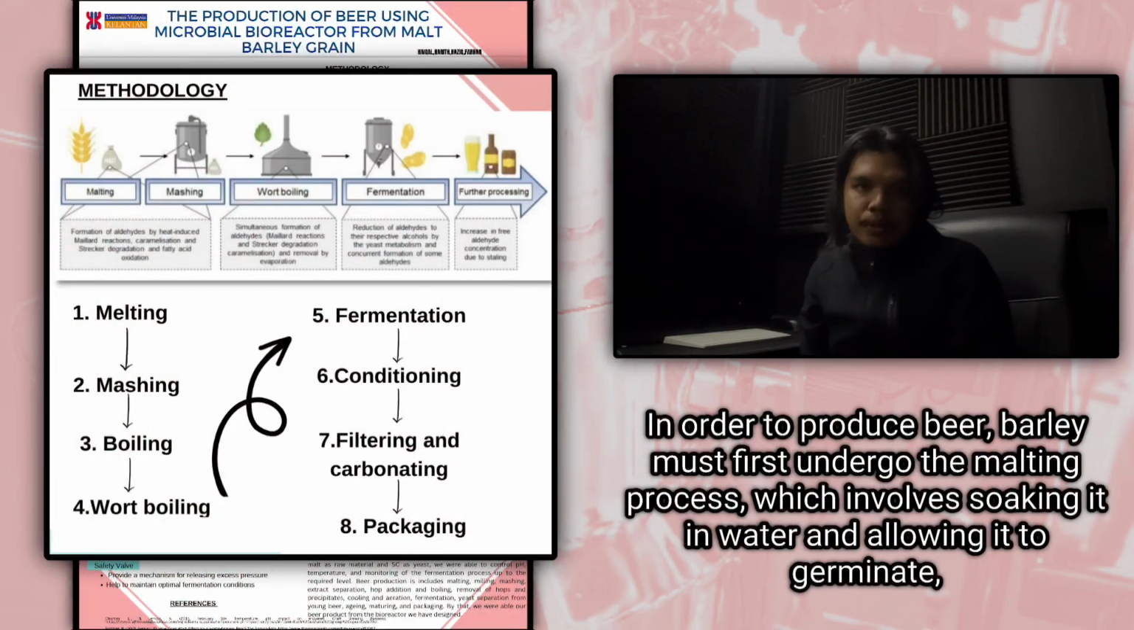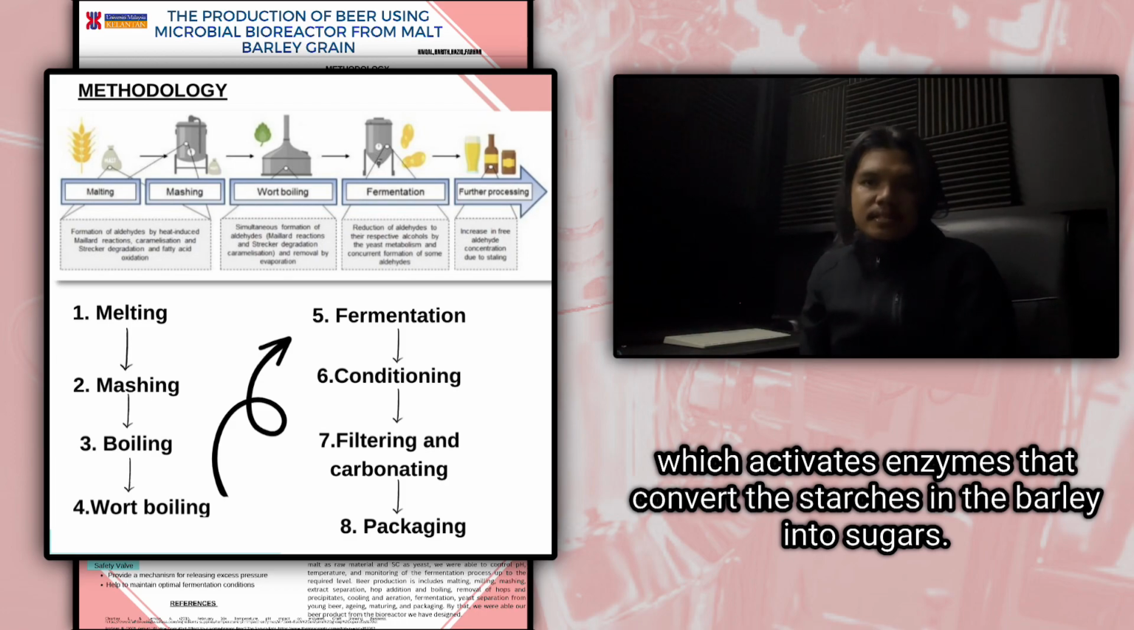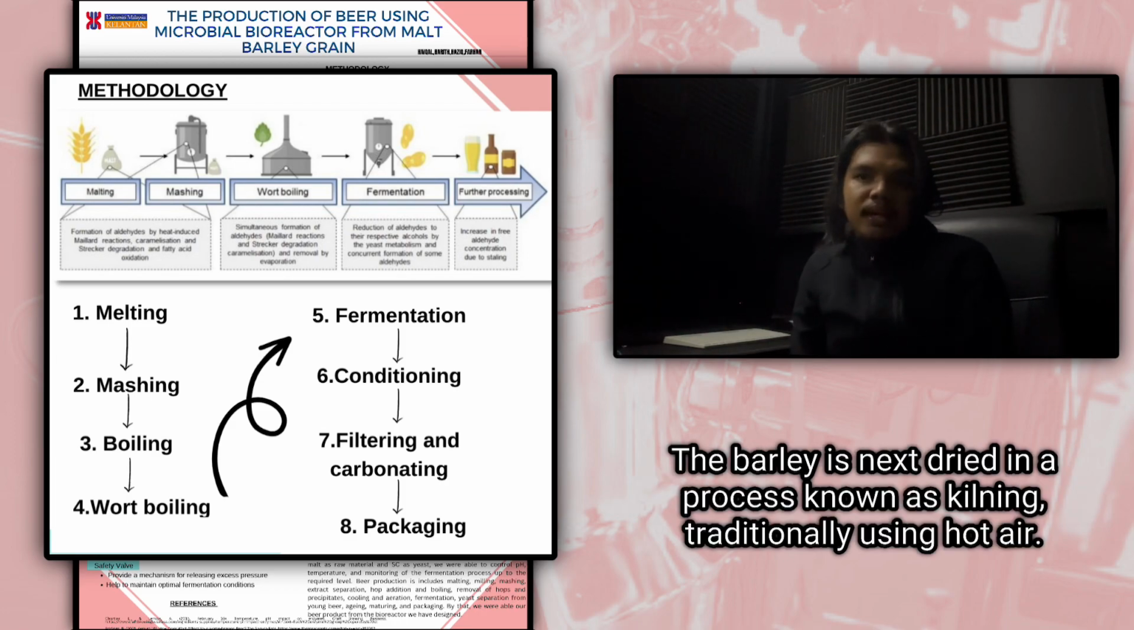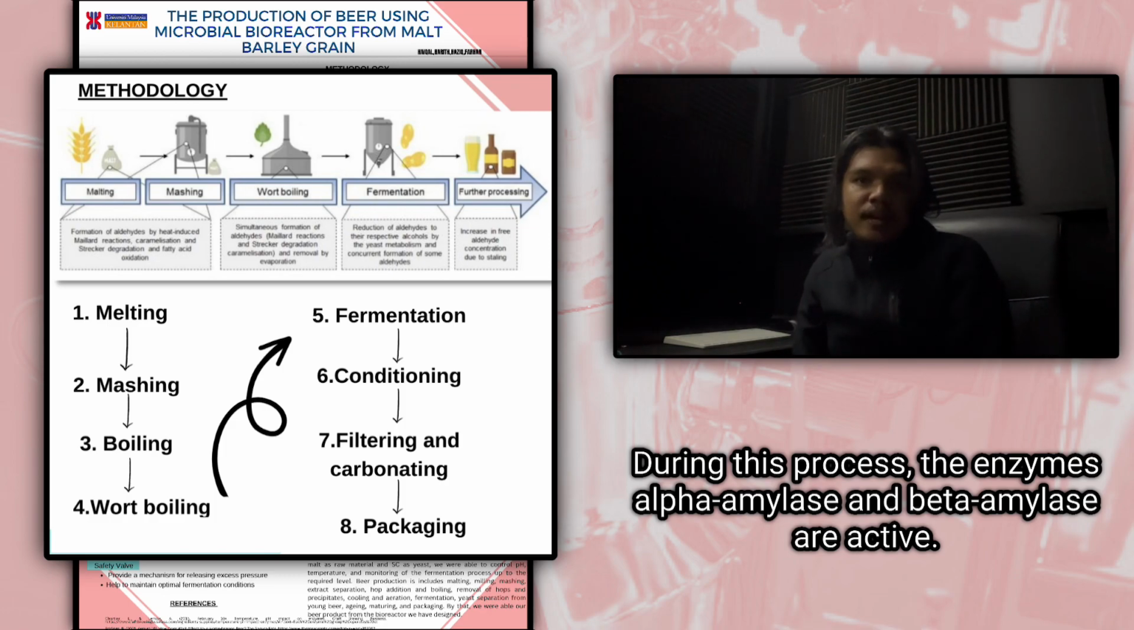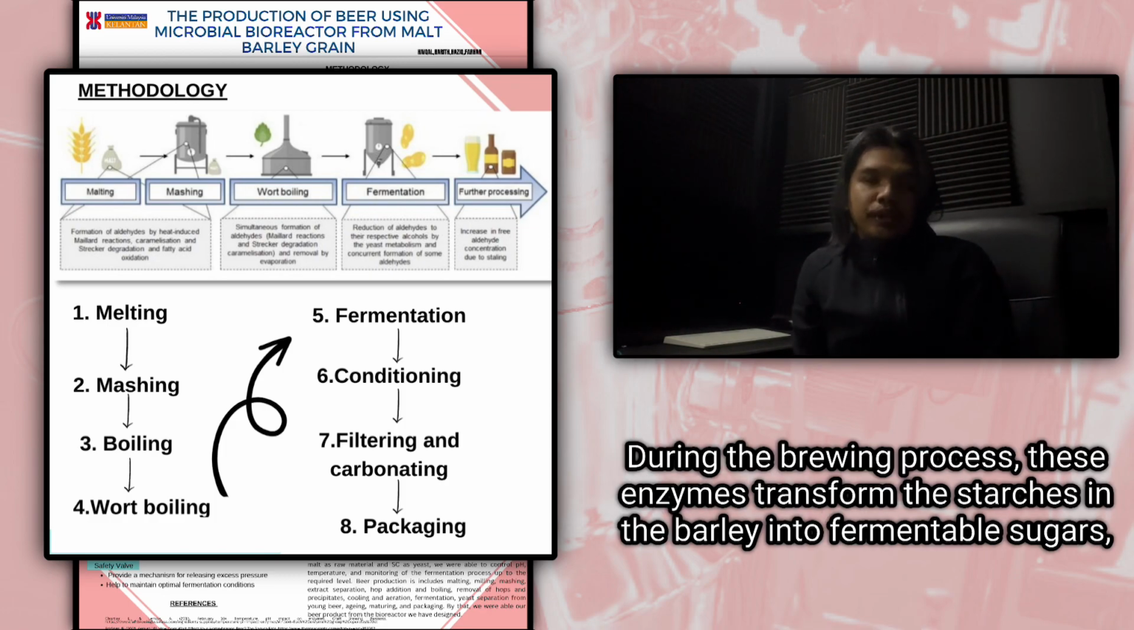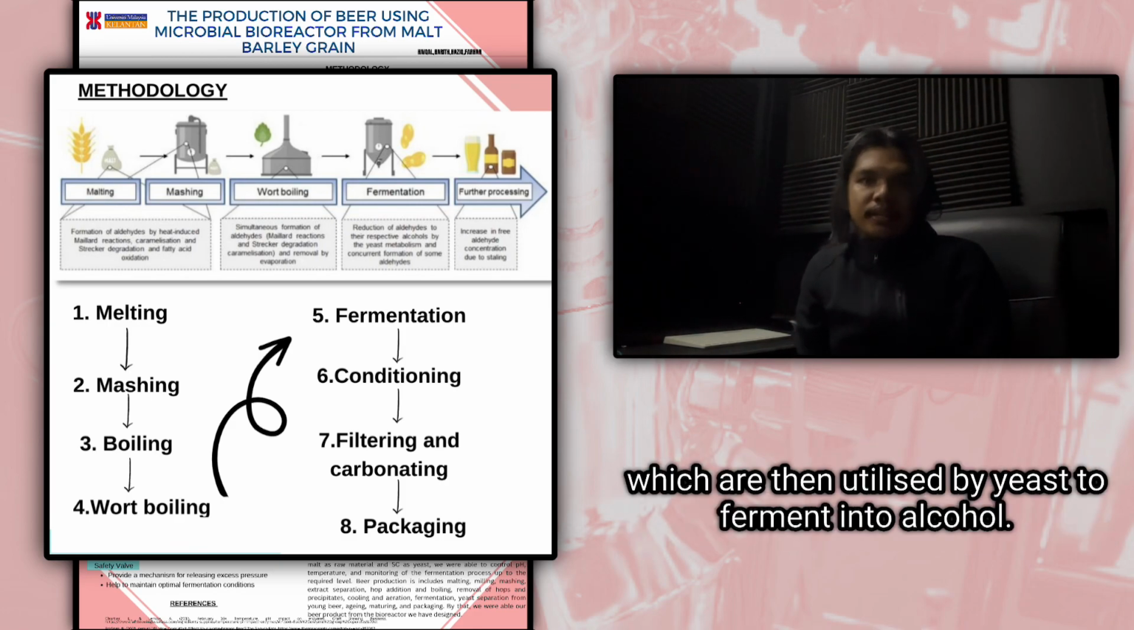In order to produce beer, barley must first undergo the malting process, which involves soaking it in water and allowing it to germinate, which activates enzymes that convert the starch in the barley into sugar. The barley is then dried in a process known as kilning, traditionally using hot air. During this process, the enzymes alpha amylase and beta amylase are active. During the brewing process, these enzymes transform the starch in the barley into fermentable sugar, which is then utilized by yeast to ferment into alcohol.